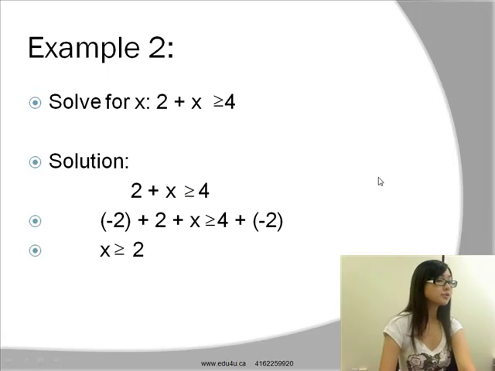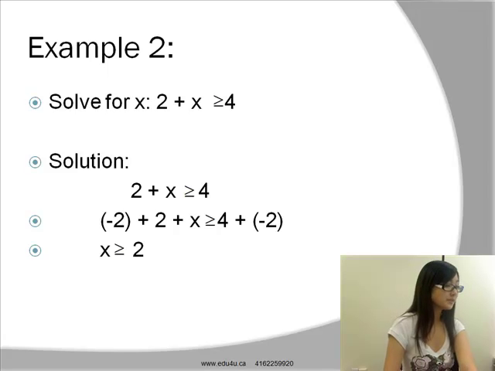Now let's take a look at example 2. Solve for x when 2 plus x is bigger than or equal to 4. The solution is similar to the one on the previous slide, in which we add a negative 2 on both sides of the inequality because we want to isolate this x.